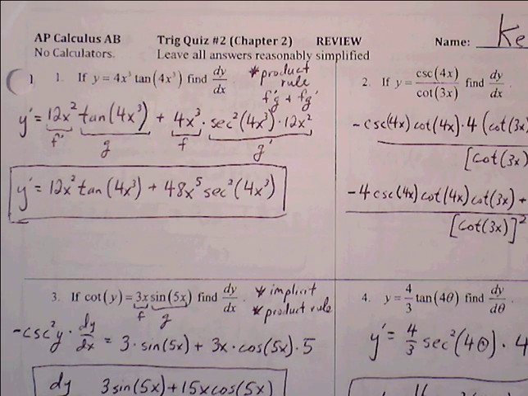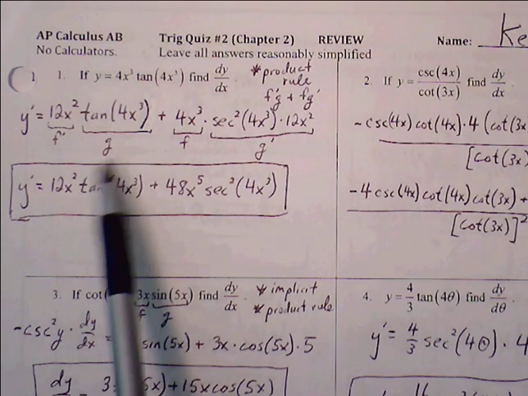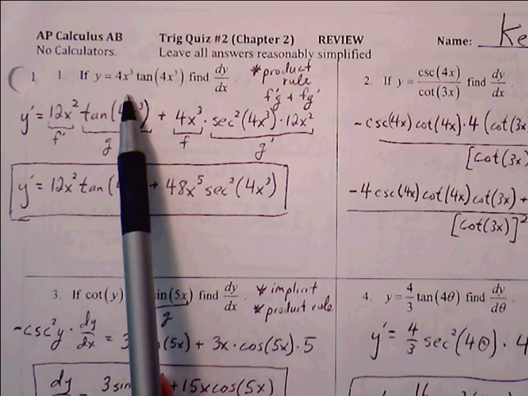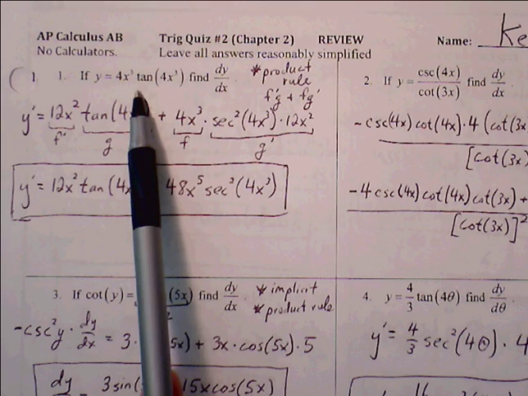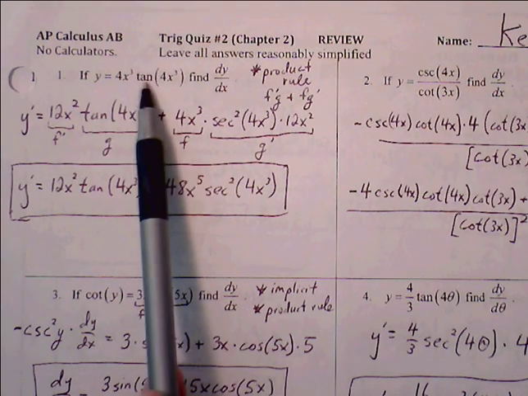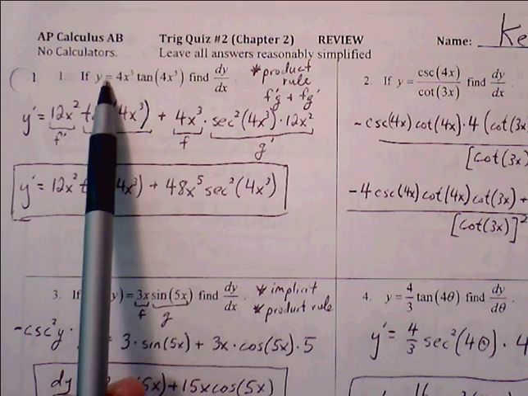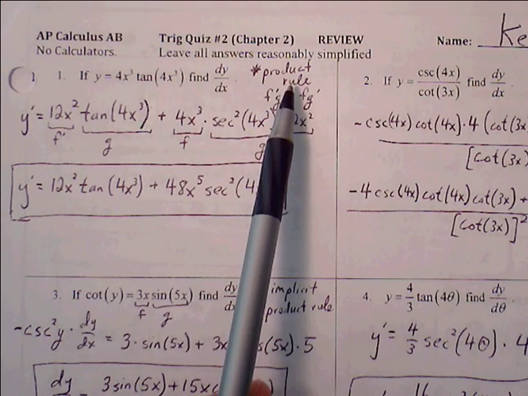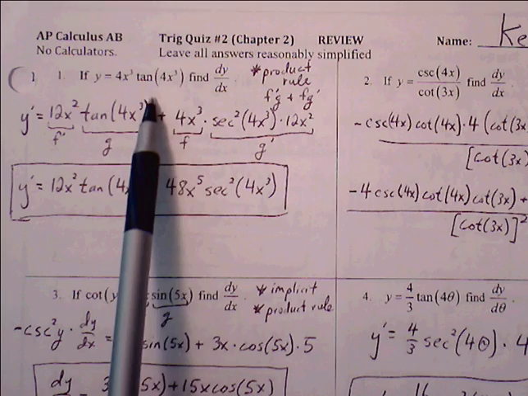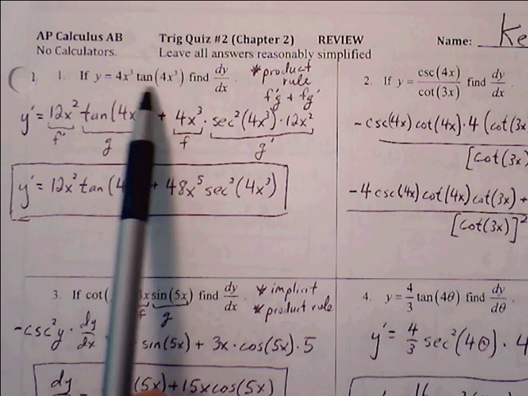We're looking at the Trig Quiz 2 review. Okay, so number 1, y is equal to 4x cubed times tangent of 4x cubed. If we want to find the derivative, find dy/dx, it looks like we'll have to go through a combination of product rule and chain rule within this tangent here. So let's go through product rule first.